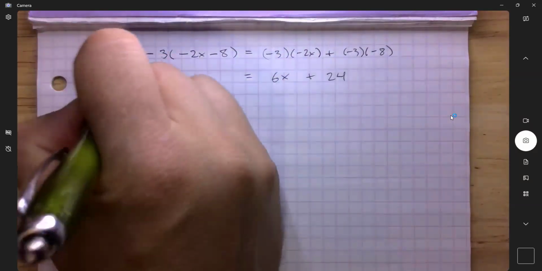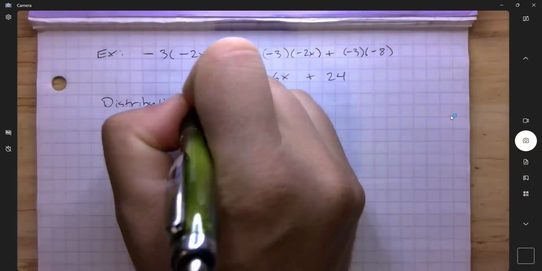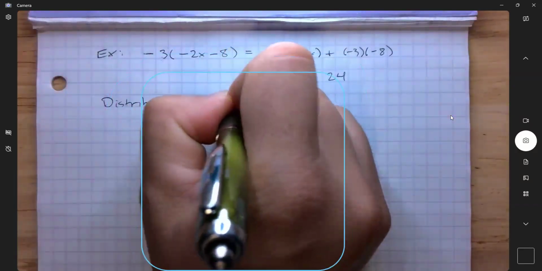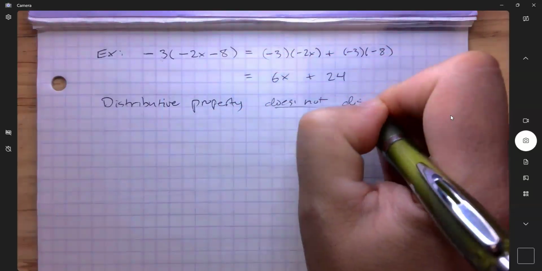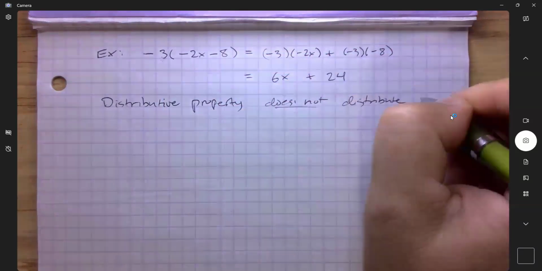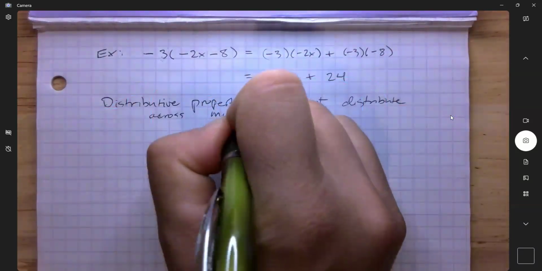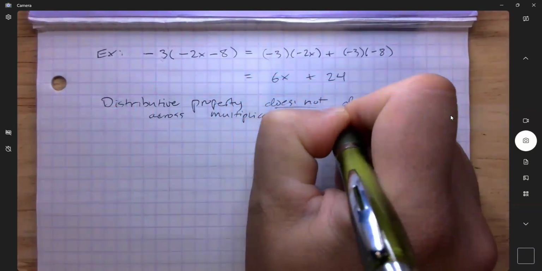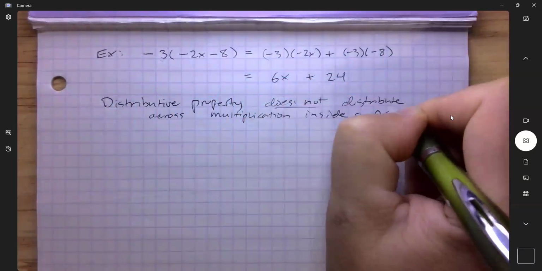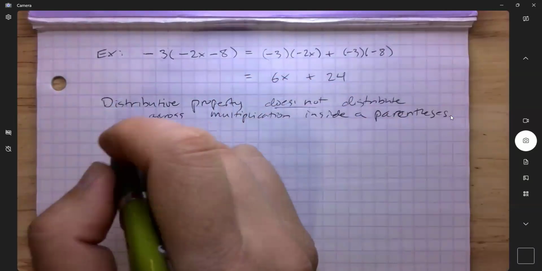Another common challenge is the distributive property does not distribute across multiplication or division inside a parentheses. Let me give you an example.